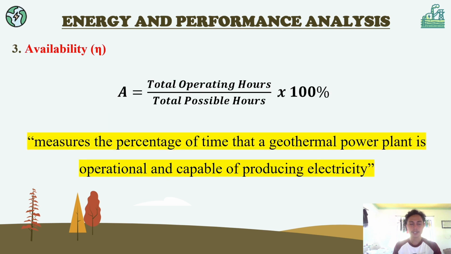The next is the availability, which measures the percentage of time that a geothermal power plant is operational and capable of producing electricity. So for the calculation, availability is equal to total operating hours over the total possible hours times 100%.